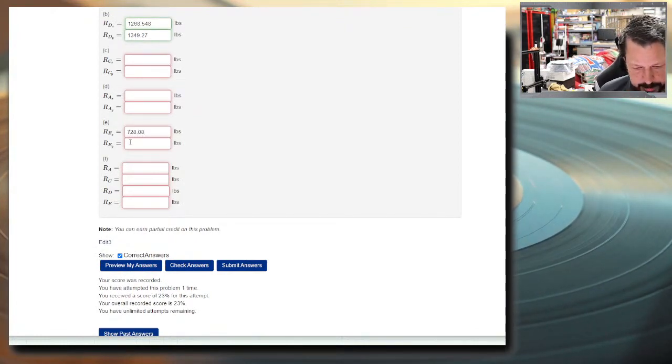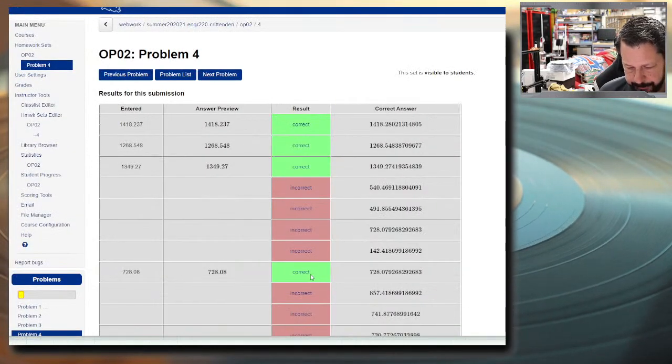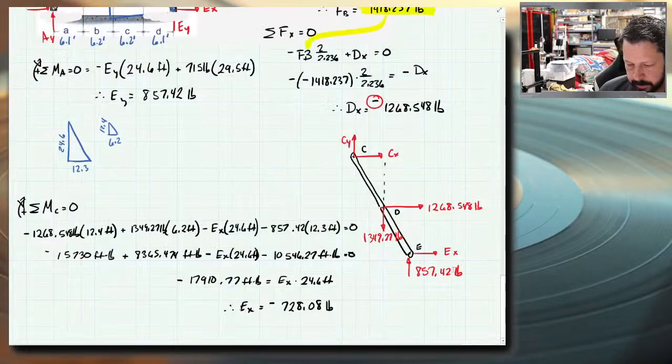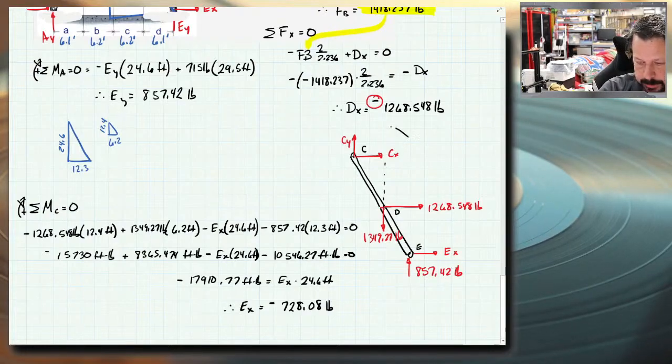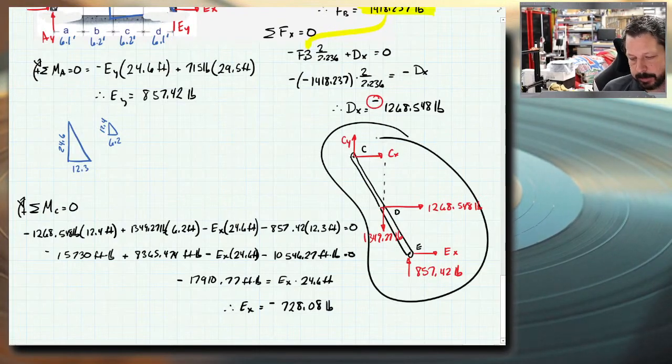728.08. And again, we're putting this in as positive because we could have drawn the arrows in any direction, and hey, we got it right. So you can see how this particular problem is going to be very lengthy. I think we've got the idea of what you would do. Next, you would do forces in X and Y for this same free body diagram and get values for CX and CY. Once you do that, you're almost done.